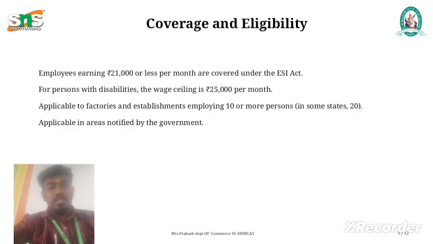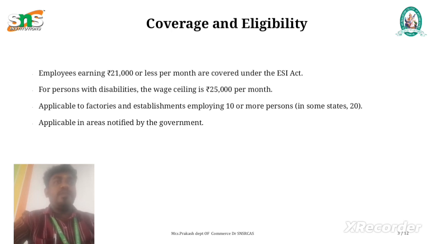Coverage and eligibility. Employees earning 21,000 or less per month are covered under the ESI Act. For persons with disabilities, the wage ceiling is 25,000 per month. It is applicable to factories and establishments employing 10 or more persons, in some states 20, and applicable in areas notified by the government.